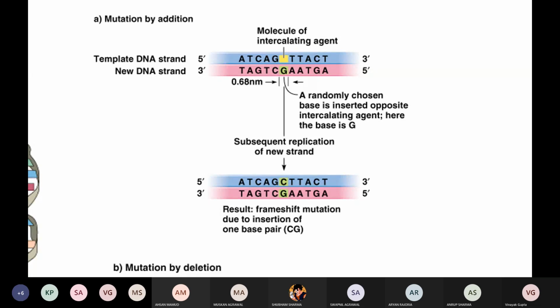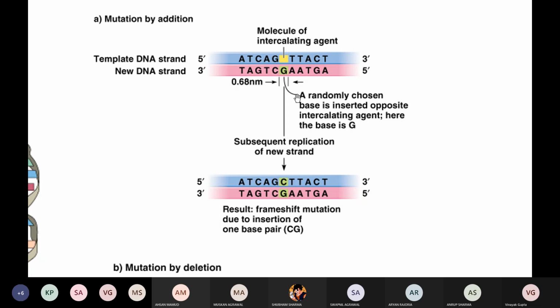Basically, once you have this intercalating agent, it will be recognized as a normal nucleotide of the DNA helix by the DNA replication machinery. So that's why when the new DNA strand is getting synthesized, randomly any nucleotide will be incorporated here. This intercalating agent will be recognized as a nucleotide in the structure of DNA. So during DNA replication, the replication machinery is going to identify this as a nucleotide, and a random base will be chosen and inserted here.